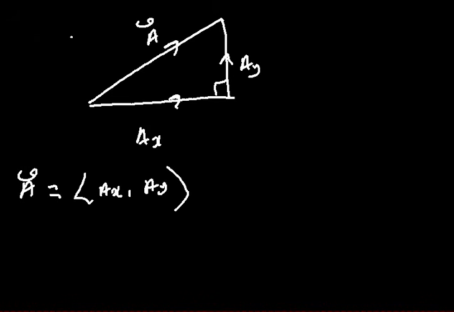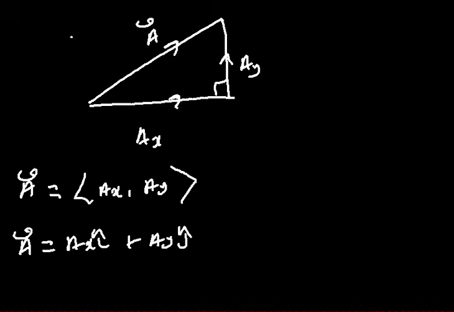So wherever you see this bracket, just after that, it is a vector. And in unit vector notation, vector A will be given as AX i hat plus AY j hat. This is the unit vector notation. So if we say a unit vector, it is the vector with magnitude 1.